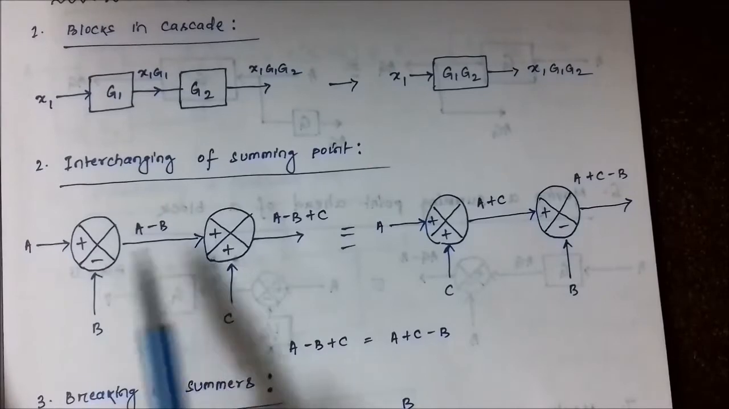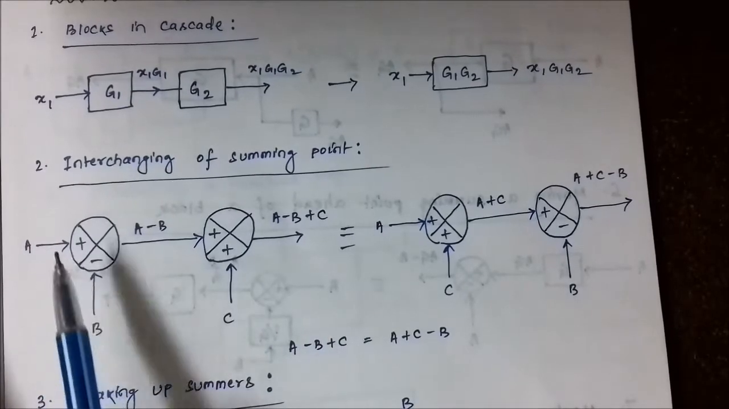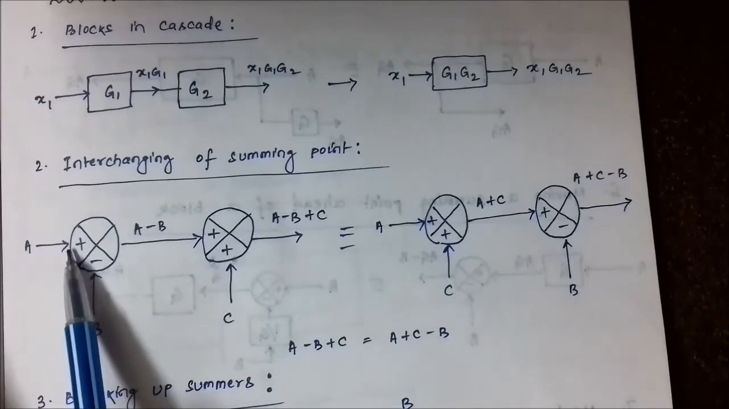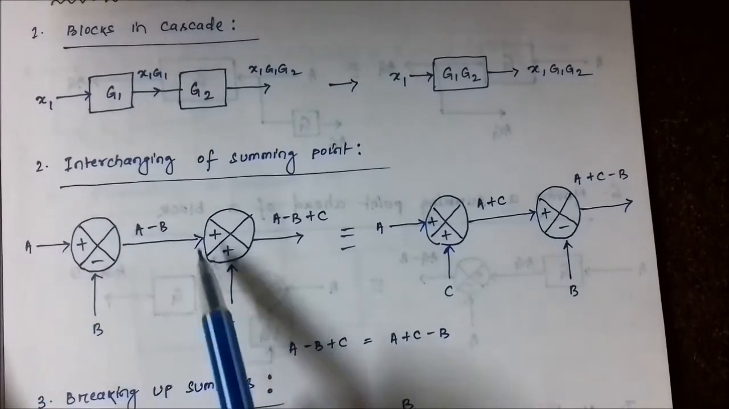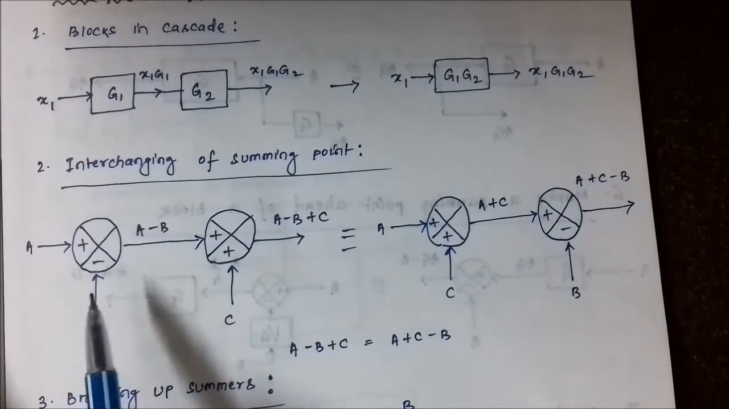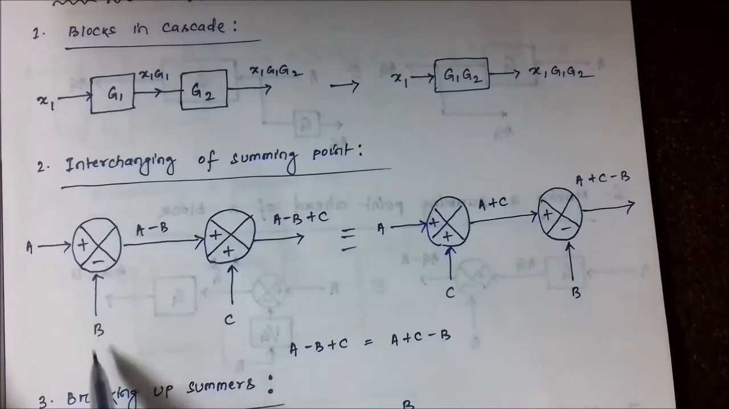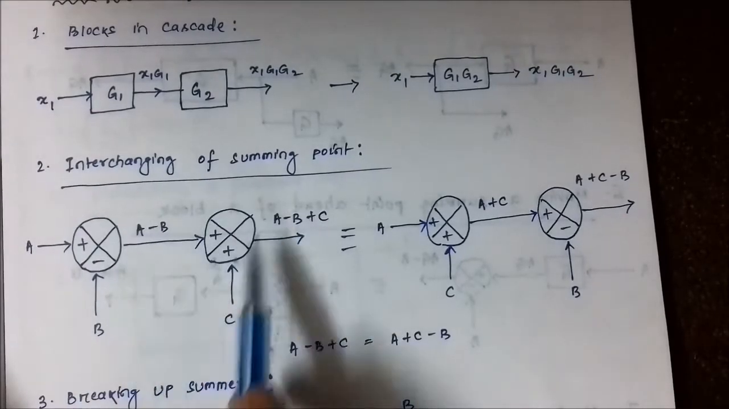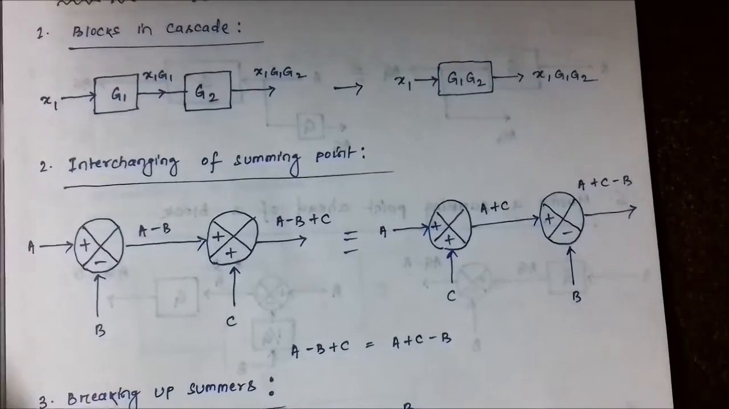Okay, so there are two rules. First, when you interchange the summers, you do not disturb the position of the input and output values. You do not move the input and output values along with them. You do not bring a here. Okay, you never do that. And you only move the vertical input value with it. Okay, this is the interchange of summing points.